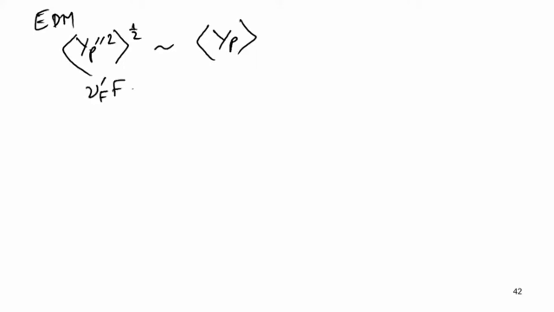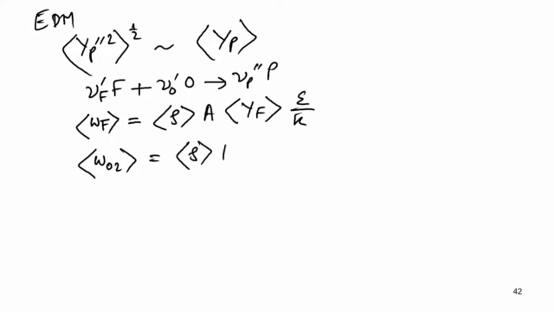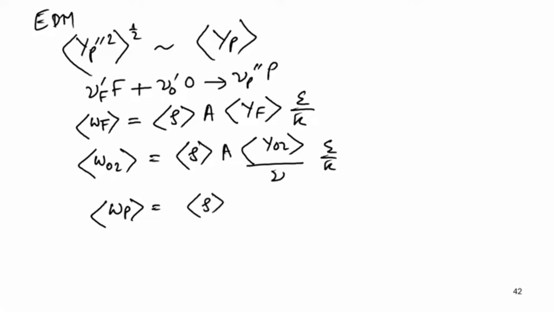They define these things if they consider a single step reaction, F plus nu O going to (1 plus nu) P. Then the mean consumption rate of the fuel is essentially equal to mean rho times A, a modeling constant, times mean yF times epsilon by k. The mean consumption rate of O2 is equal to mean density times A times mean yO2 by nu times epsilon by k, and mean wP is equal to mean density times A times B by (1 plus nu), another modeling constant, times yP times epsilon by k.